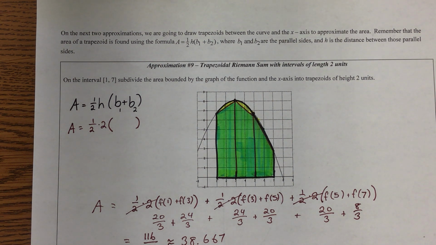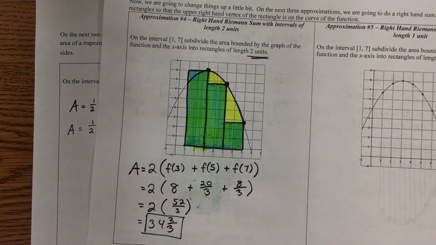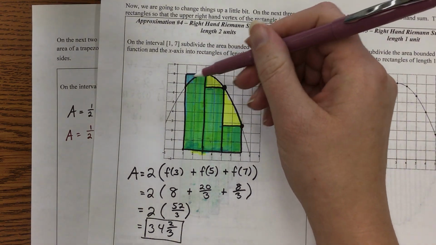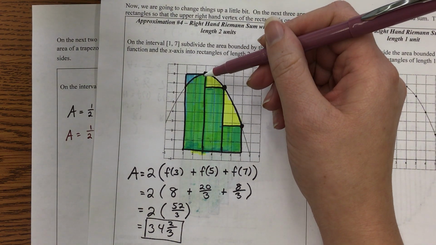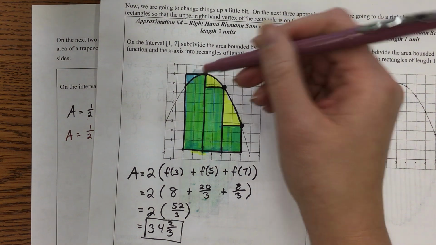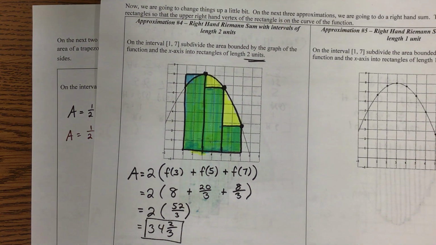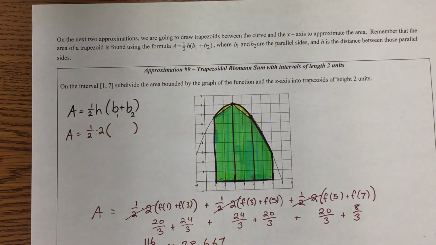Okay, that is a much closer under approximation than that right-hand Riemann sum that we did a little while ago. The right-hand Riemann sums were definitely under approximations because there was more leftover yellow than there was leftover blue. Okay, more underage than overage is another way to say it. All right.